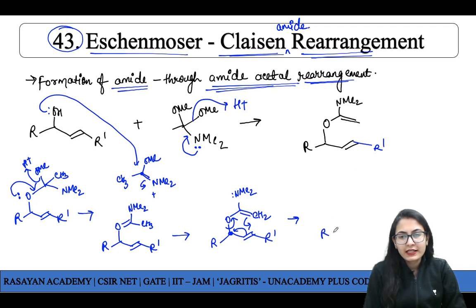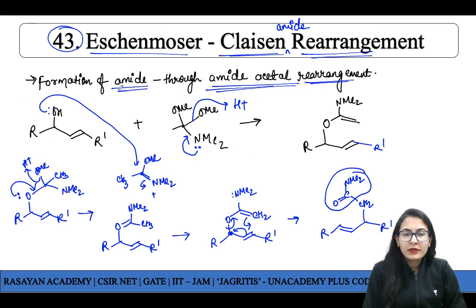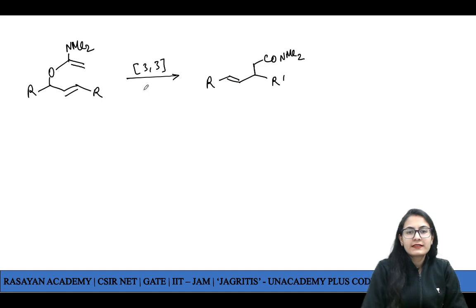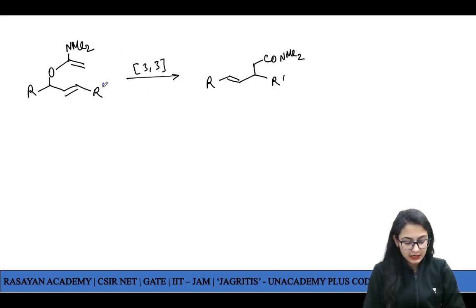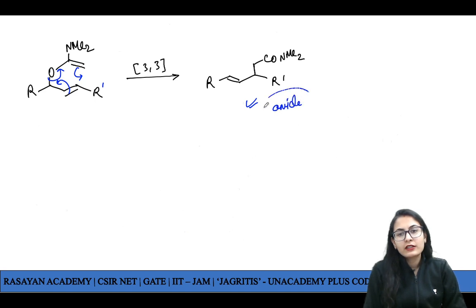Let's continue in the next page also. Right, so this is what you have, R dash and CH2 single bond, C double bond O and Me2. So this is exactly what the amide looks like. So it is your formation of amide through amide acetal rearrangement. We are doing the rearrangement, and this is your amide, hence called the Eschenmoser amide-Claisen rearrangement.